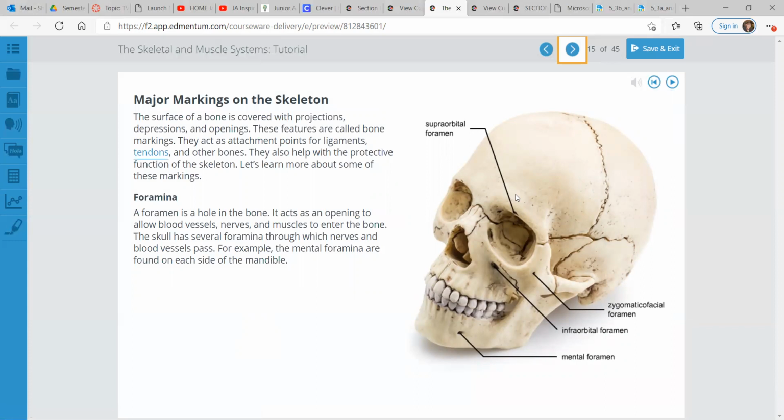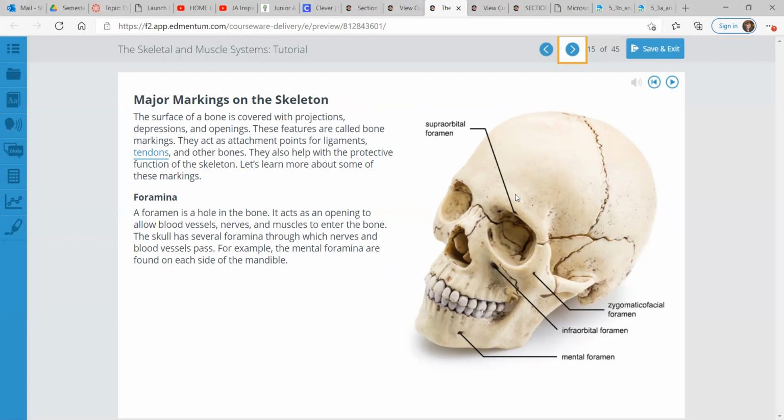Major markings on the skeleton. The surface of a bone is covered with projections, depressions, and openings. These features are called bone markings. They act as attachment points for ligaments, tendons, and other bones. They also help with protective functions of the skeleton. Let's learn more about some of these specific markings.